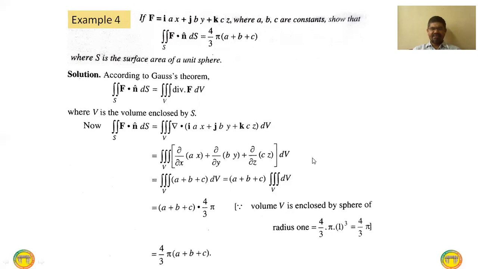Why are we taking radius 1? Here in the problem, the surface of a sphere, which sphere? Unit sphere. That means the radius of that sphere is 1. That is why we have taken the radius as 1. So the final answer of this volume integral is 4 by 3 into pi into a plus b plus c.